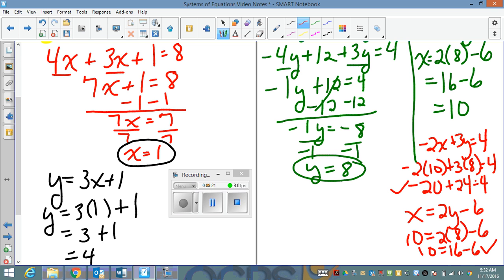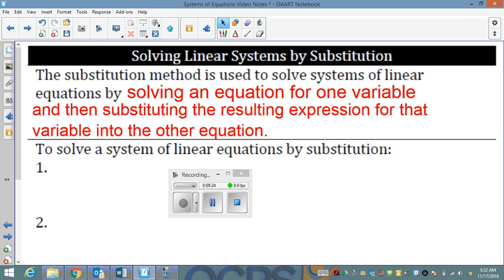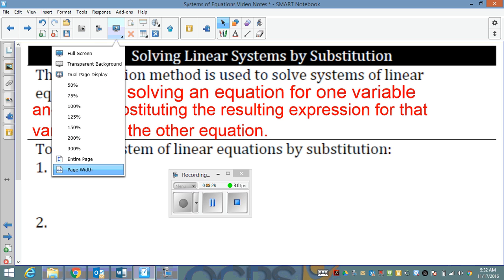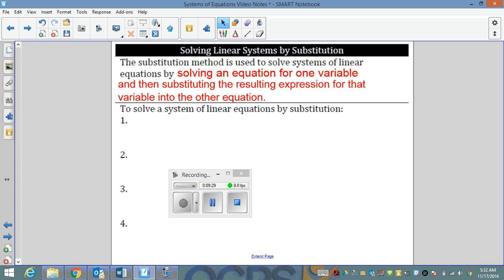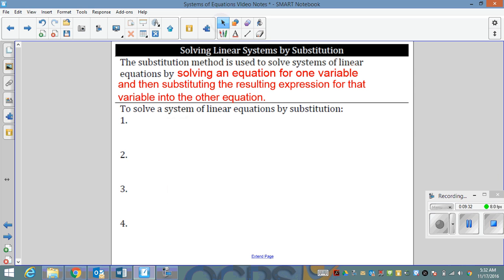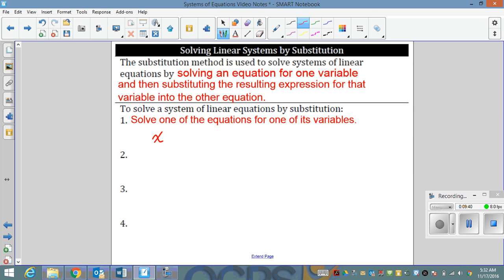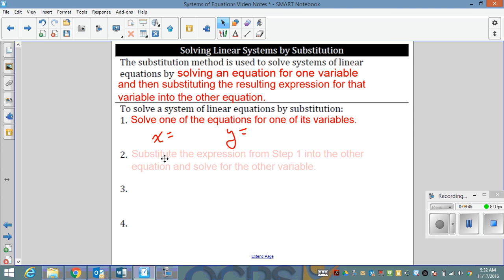So to review, when you solve a system of equations using substitution, you're first going to isolate one of the equations for one of the variables. Normally that's going to be done for you. So you're looking for either x equals or y equals, one or the other. Then you're going to take that expression and substitute it into the other equation. That's going to give you an equation with only one variable. You can solve that.